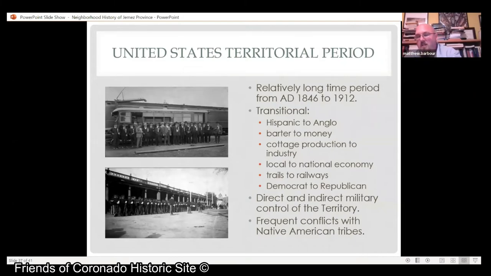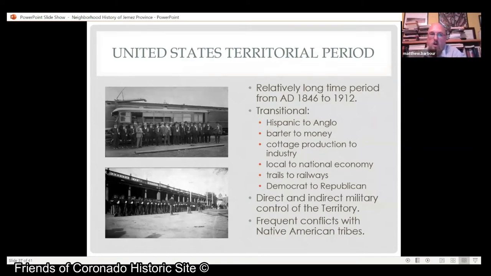But, of course, that's kind of a false narrative since Hispanic people are still the majority in New Mexico today and certainly have a very strong tradition. The traditional Spanish culture of Hispanic New Mexico changes to a more Anglified culture, which they still have today in many ways. You go from a barter economy during the territorial period to a money economy. You go from cottage production or household production to industry with trains.